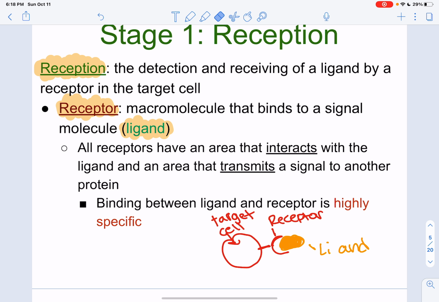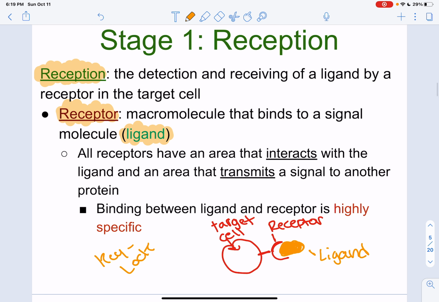Very specific binding that's happening right here. Let's add on to this diagram. This receptor is going to be bound to some sort of protein, and that protein is going to be in charge of interpreting that message.